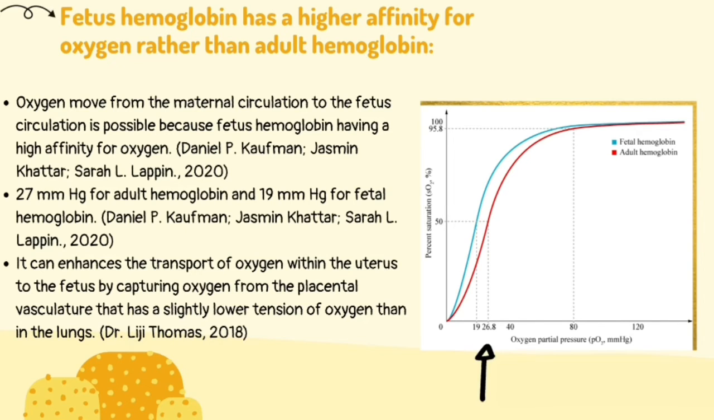When fetal hemoglobin has a stronger affinity for oxygen than adult hemoglobin, it can enhance the transport of oxygen within the uterus to the fetus by capturing oxygen from the placental vasculature that has a slightly lower tension of oxygen than in the lungs. The reduction in development approximately 6 months after birth decreases the exchange of oxygen between the blood vessel and other areas of the body, including the brain.